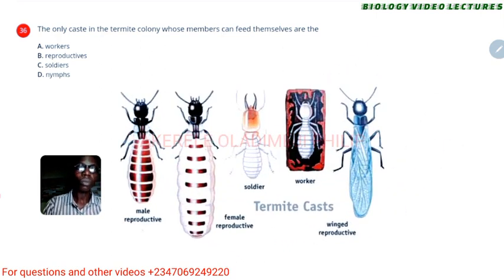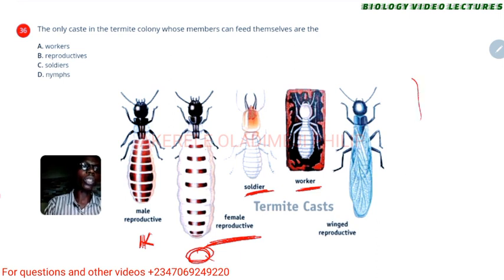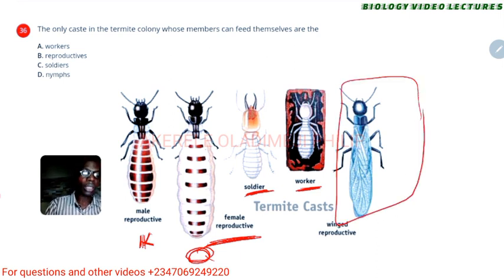We have the king, the reproductive male, and the female, just one, which is the queen. Then we have the soldier, which is sterile, cannot reproduce. Worker cannot reproduce. These winged reproductives are only produced when the termitarium is filled up and they need to migrate. I've seen that in one of my other videos, whereby the termitarium is so filled up and the food is not enough. So these ones will develop wings and fly out to go and start another colony, so to say.